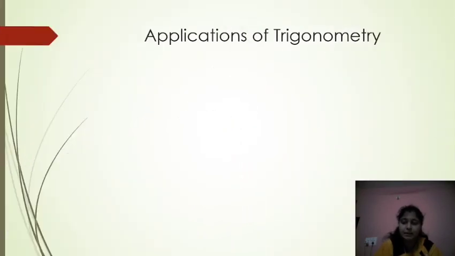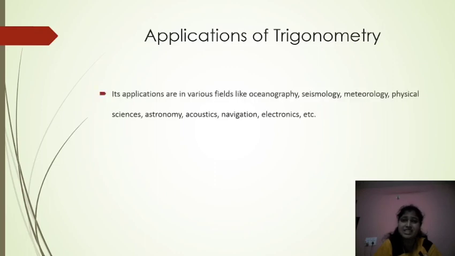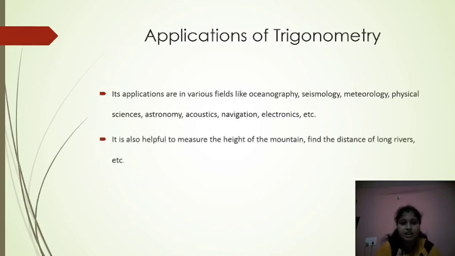So coming next to applications of trigonometry, where exactly trigonometry is used. Its applications are in various fields like oceanography, seismology, meteorology, physical science, astronomy, acoustics, navigation, electronics, etc. Wherever distance and angle is involved, trigonometry is used. For example, it can be used to measure the height of a mountain, distance of long rivers, height of a building, and for example, if you want to calculate the size of your shadow, you can simply find out using trigonometry.